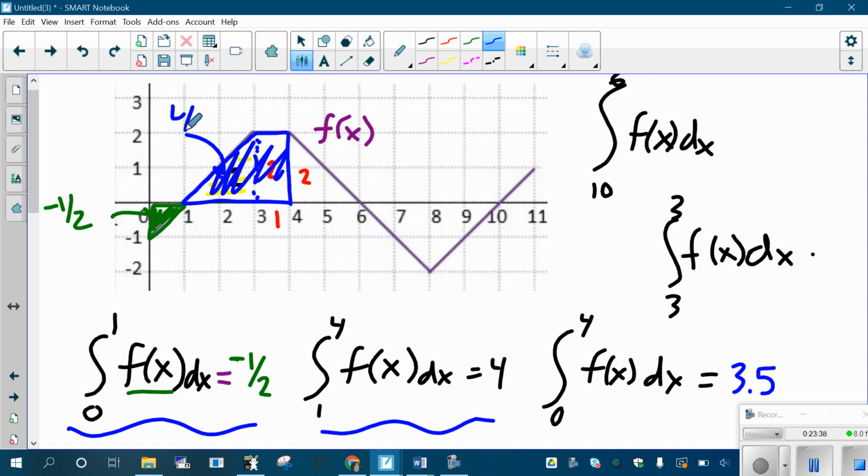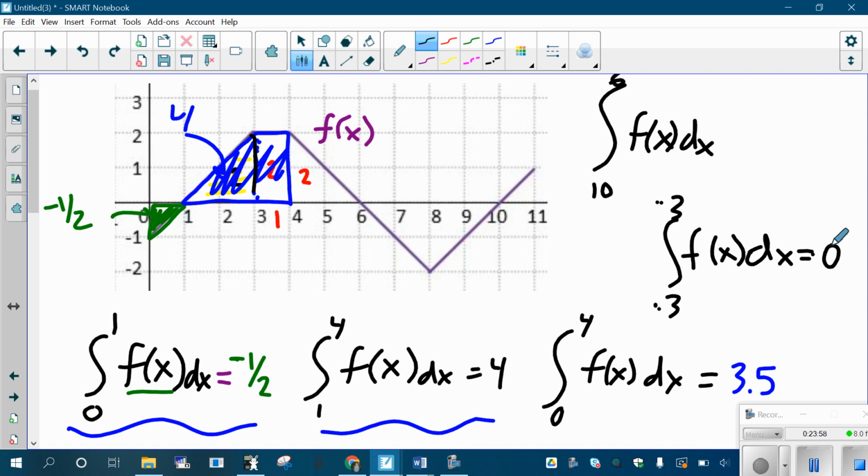2 more things I want to do. The definite integral of f of x from 3 to 3. Let's do this one. From 3 to 3, I mean, that's not going anywhere. There's no area, okay? So don't forget about that property. It makes sense. If you're not moving anywhere, there's no actual area. Just from 3 to 3 is nothing.